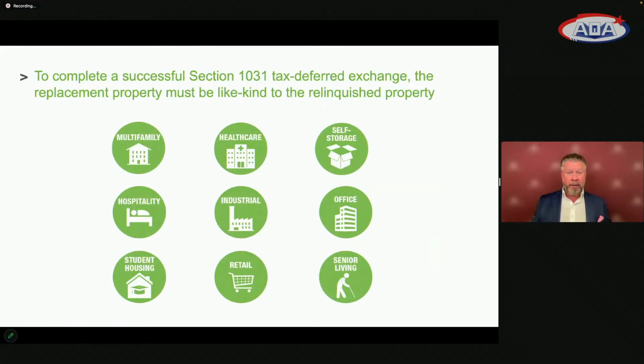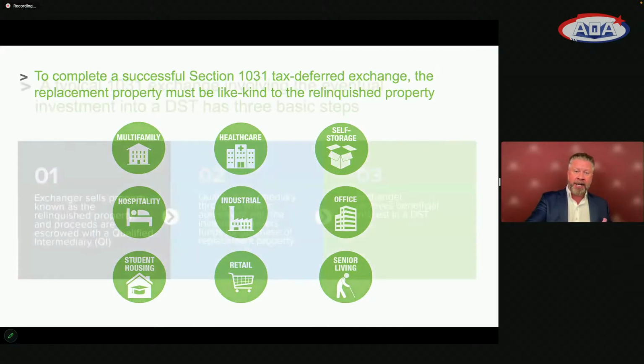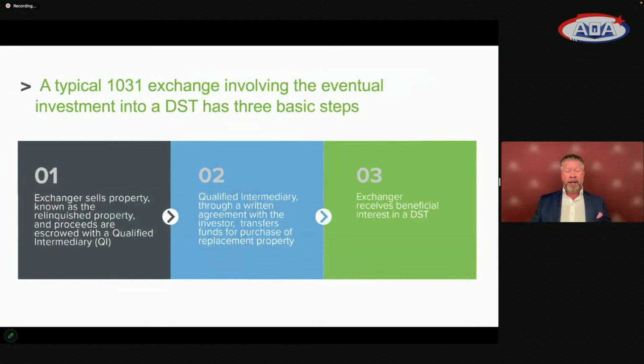Now, there's something called a Delaware Statutory Trust, which is created in Revenue Ruling 2004-86 of the Internal Revenue Code. This is a full revenue procedure that allows you to go into a 1031 exchange via a vehicle called the Delaware Statutory Trust. And going to a DST, this is considered like kind by the IRS. It's much like doing a typical exchange.